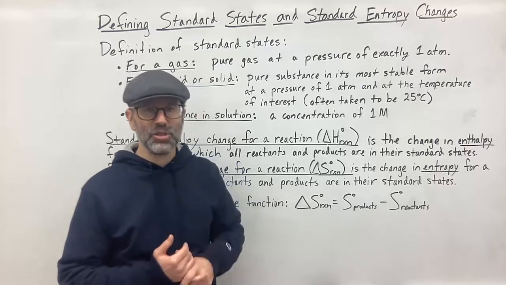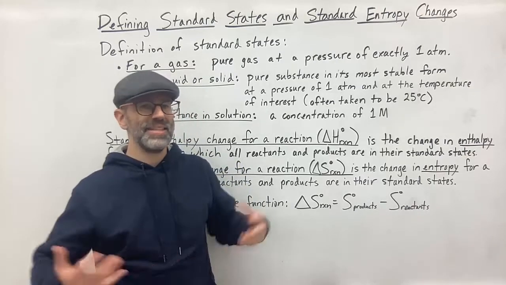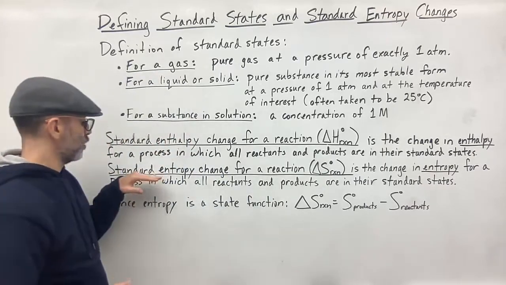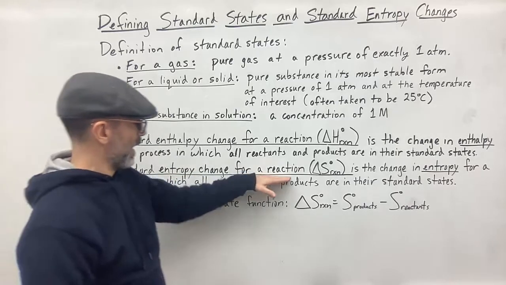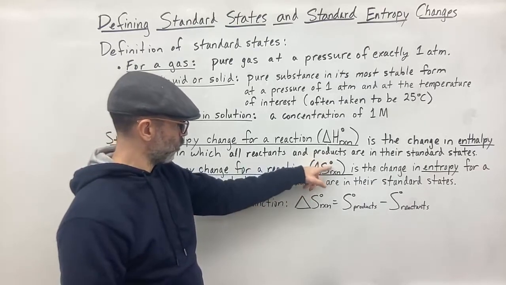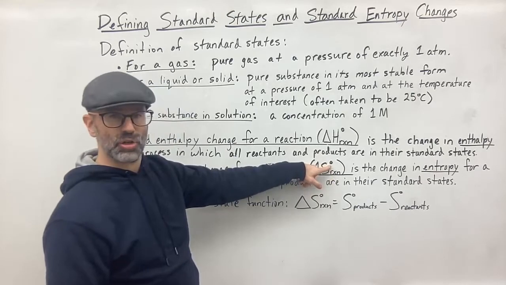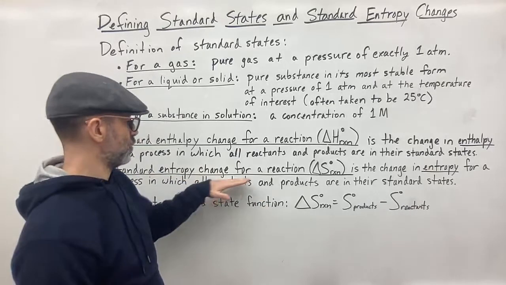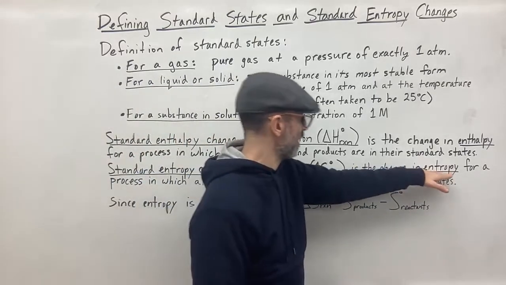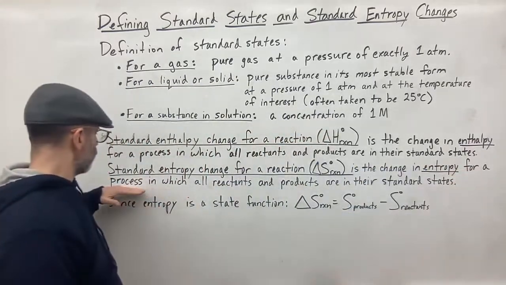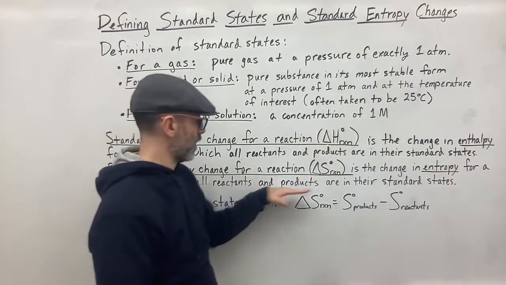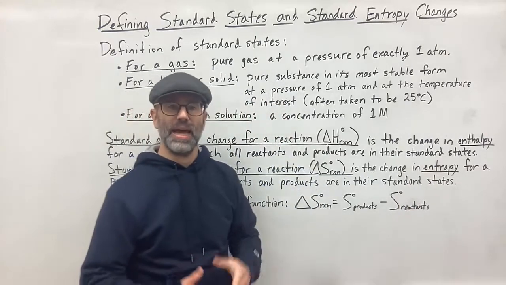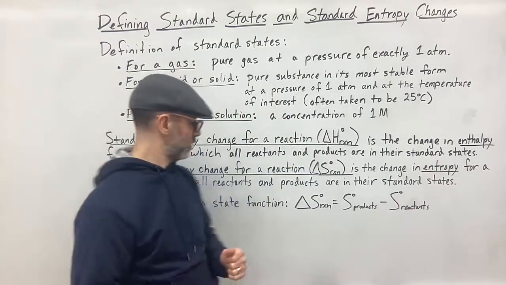The standard entropy change for the reaction is exactly the same definition, except it's talking about entropy. So the standard entropy change for a reaction, which is delta S with the circle and rxn. So again, the circle means standard. So the standard entropy change for a reaction is the change in entropy for a process in which all the reactants and products are in their standard states. Okay, so that's what it means to be a standard entropy change for a reaction.